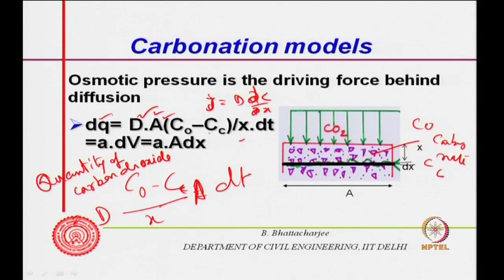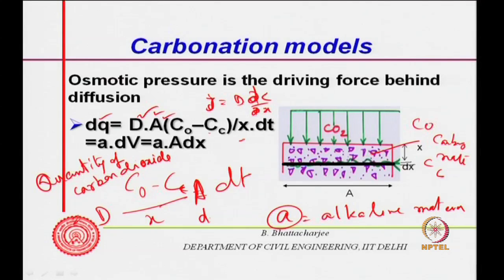Now, if it is all getting neutralized at this moment, let us say a is the alkaline material present, the alkaline material that is being neutralized. So, the total volume or total mass of carbon dioxide coming in will dissolve and actually react with the alkaline material present in the dx.